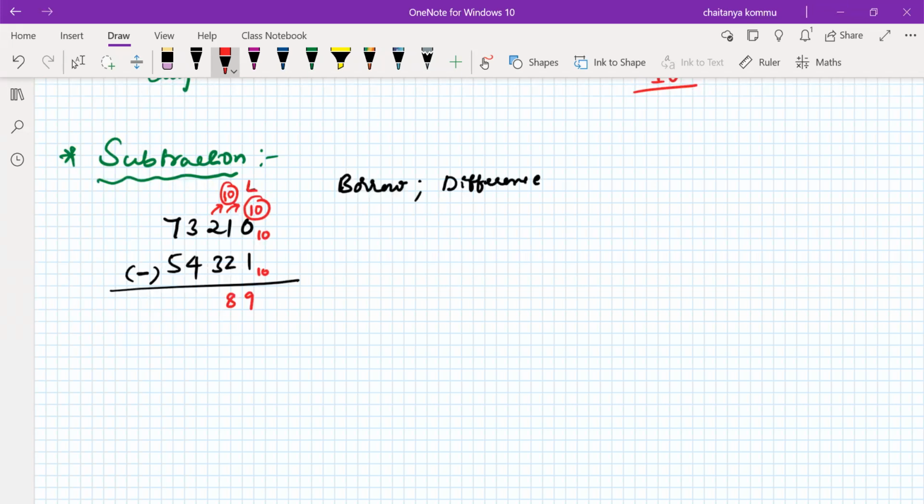Here is the 1. Is it possible to subtract 3 from 1? It is not possible. Therefore we have to take another 10 from there. So what is happening here? It's 11. So 11 minus 3, how much will it be for us?